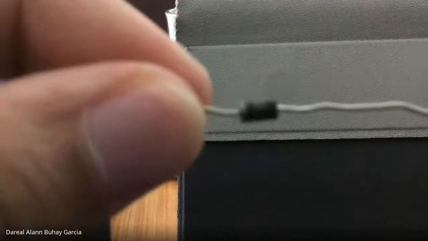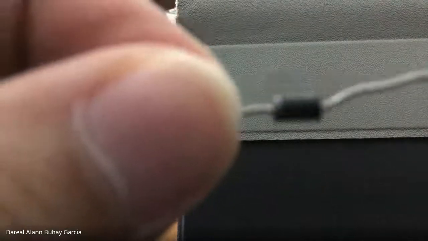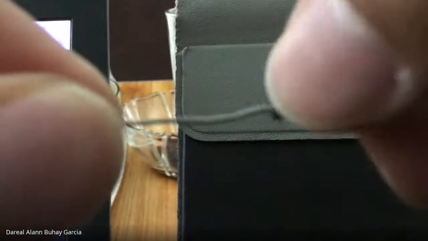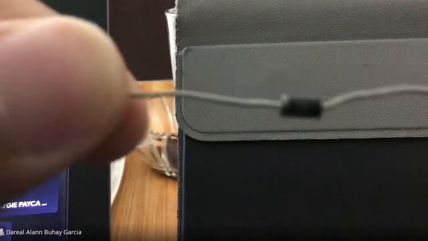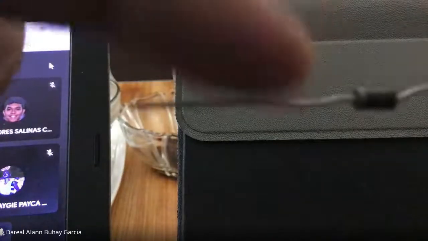Actually, the black part is not the semiconductor material, which is inside. The black is just epoxy, the casing of our diode. If you notice, there is a silver line at this end. That is a significant indicator, which we will discuss later. Just take note that there is a line at this end.